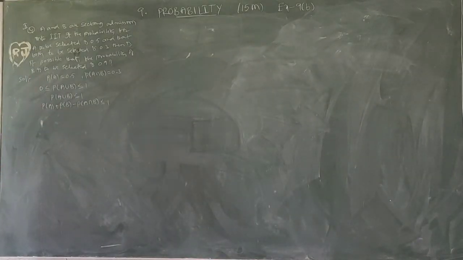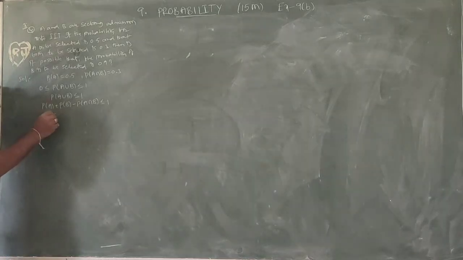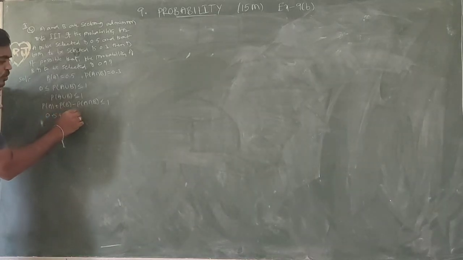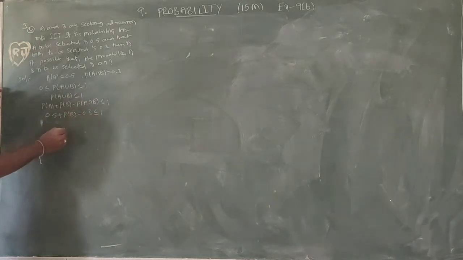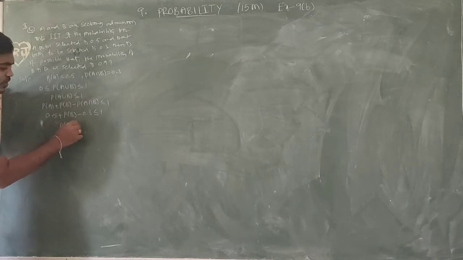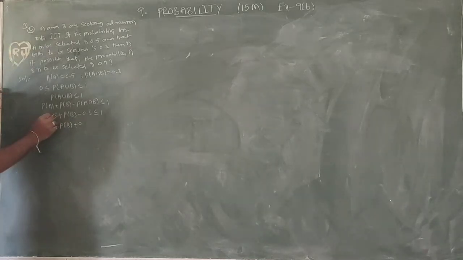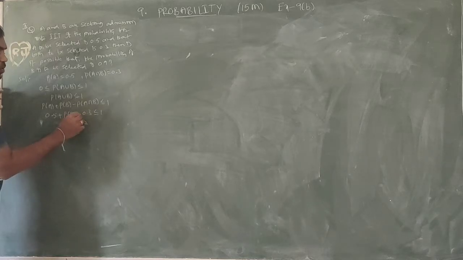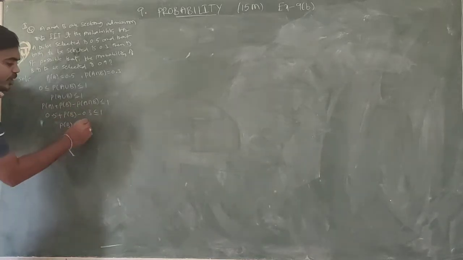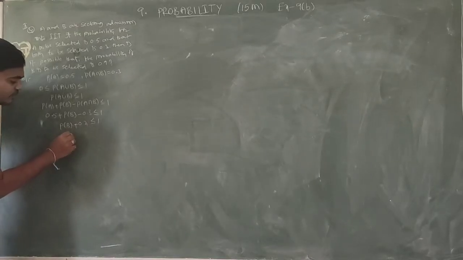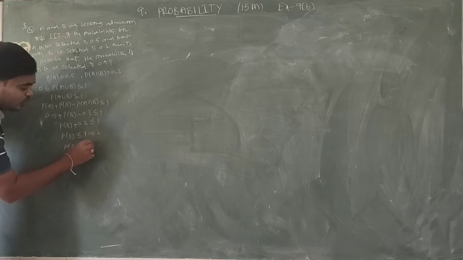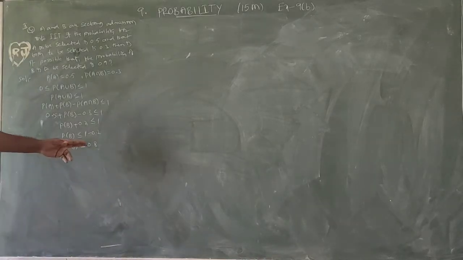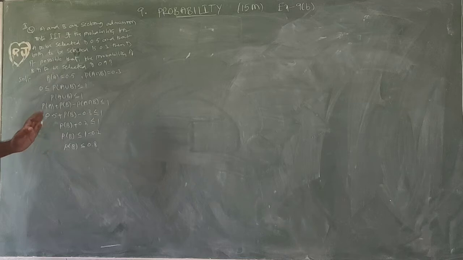In this, P of A is given as 0.5. P of B we don't know. Minus P of A intersection B, 0.3, less than or equal to 1. 0.5 minus 0.3 is 0.2. So P of B plus 0.2 less than or equal to 1. P of B less than or equal to 1 minus 0.2, so P of B less than or equal to 0.8. Probability of B should be less than or equal to 0.8.